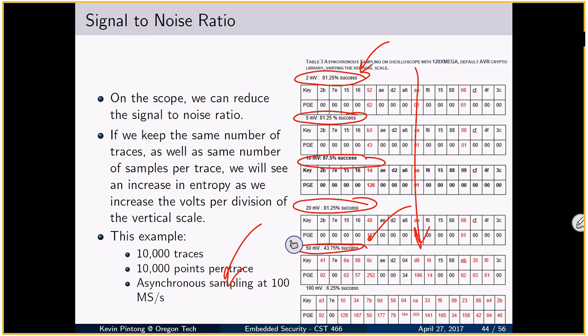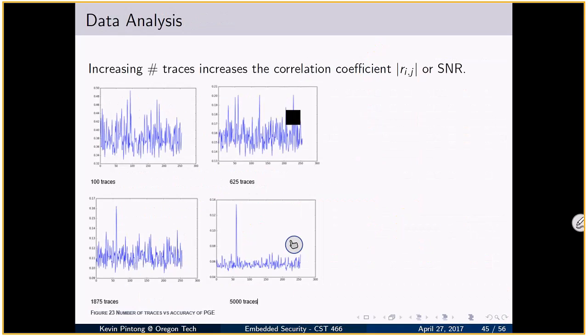For 10 millivolts seems to be pretty good. The 10 millivolt has a higher success rate. And at a certain point, you just get a really low success rate when you change not your sampling rate, but your signal to noise ratio. So again, this is a graphical representation of those tables. Increasing the number of traces increases the correlation coefficient, or the signal to noise ratio.